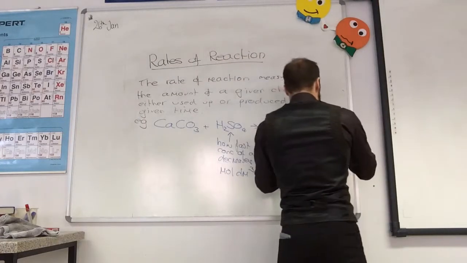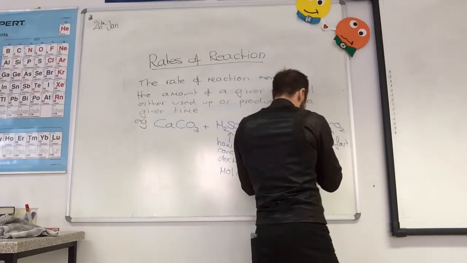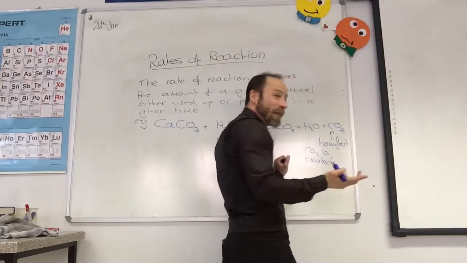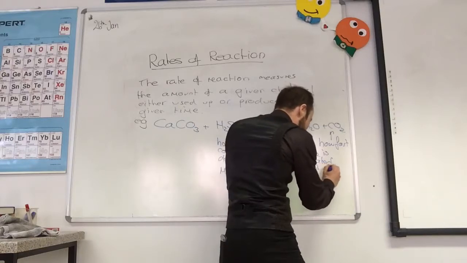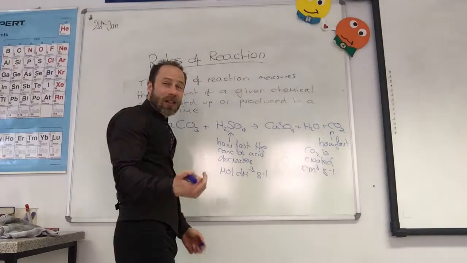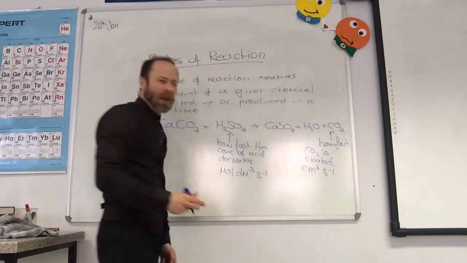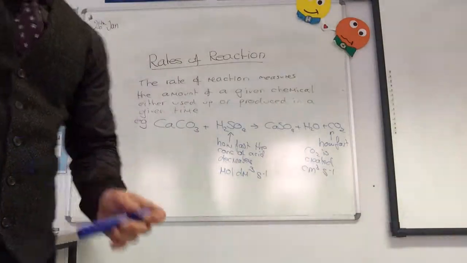Or I could measure how fast CO2 is created. And in that case, if I measured it in centimetres cubed, it would be my volume in centimetres cubed per second, like so. So they're different units, so to get your head around it, just look for the per second bit. You can do it per minute if you like, but generally per second.